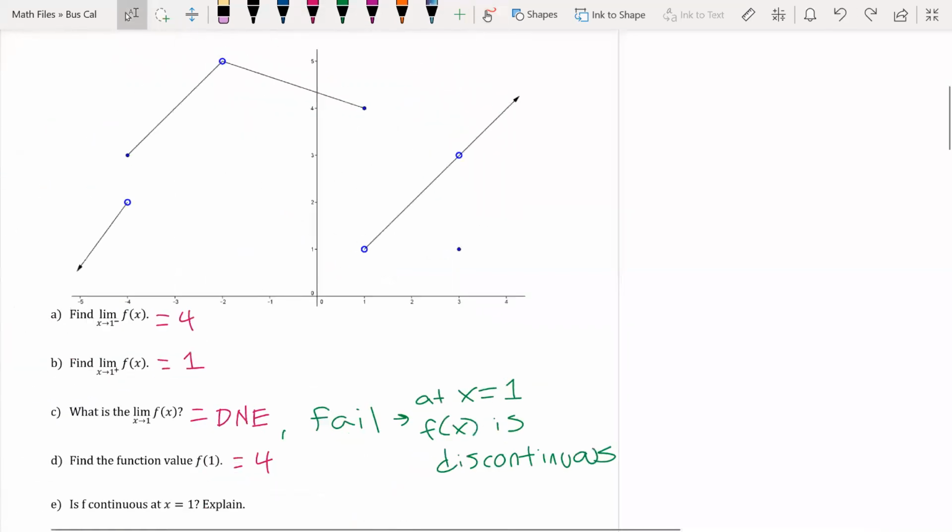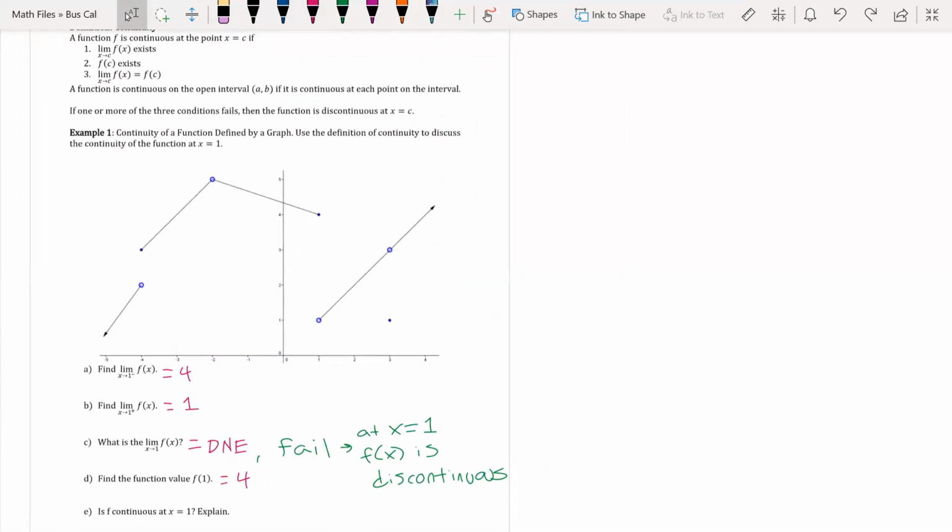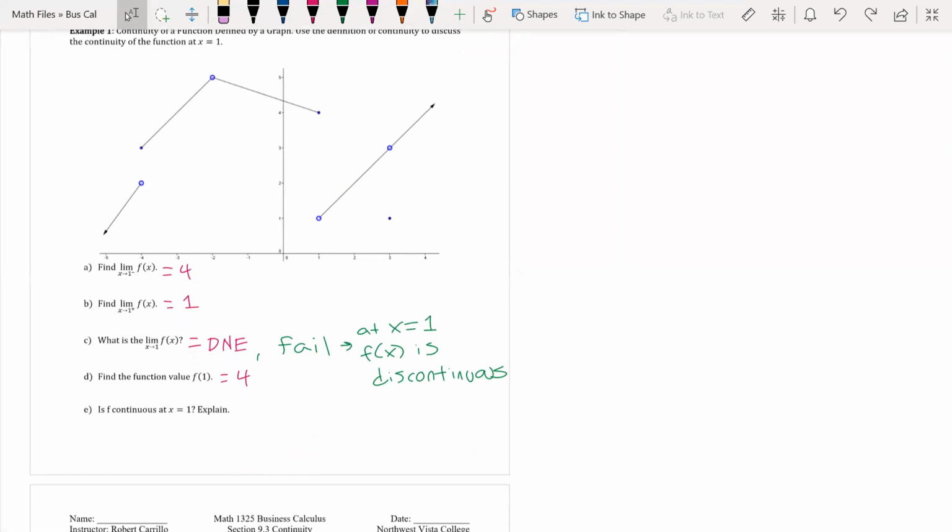By referencing the rules of continuity, that would actually be a pass, because rule 2 says the point must exist, and this point exists. But it doesn't matter because we already failed rule 1. If you fail one condition, it throws the whole thing out. The last question, E, is the function continuous at x equals 1? I think we answered that when we answered C. So why is this function not continuous?